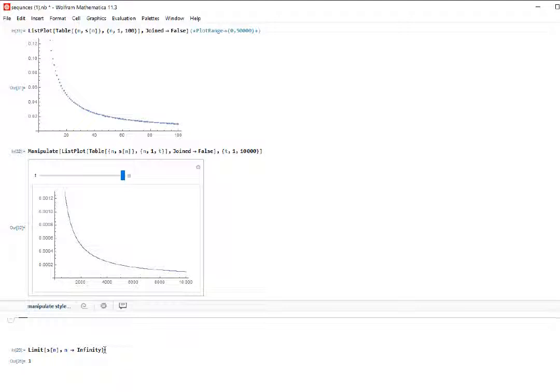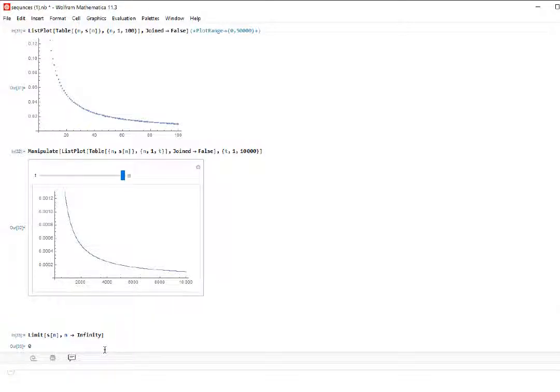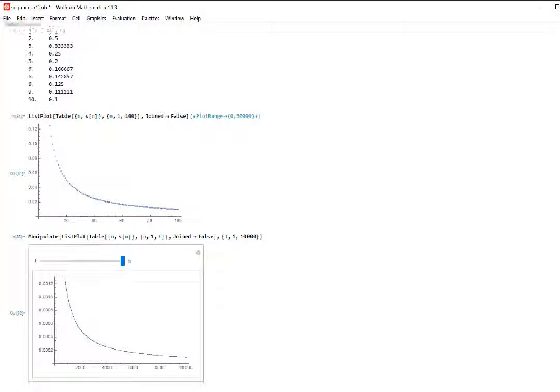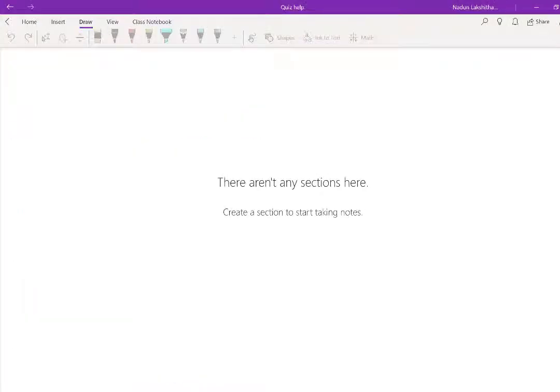So if you calculate the limit using Mathematica, actually the limit is 0. So it's something that we know. So this is a convergent sequence. Okay. All right. Now let's look at a different class of sequences.